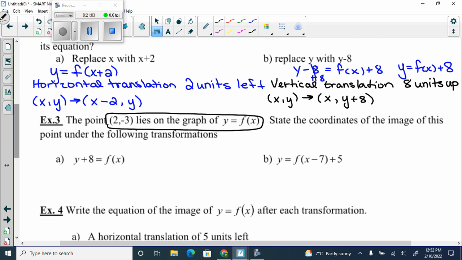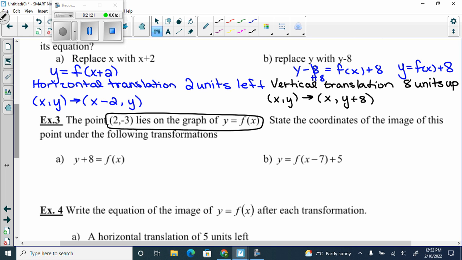I want to move a coordinate. If I want to move a coordinate, what should I use? Mapping, every single time. If I want to move a whole graph, which is a whole bunch of coordinates, I use the equation. It should be embedded in your soul by the time we're done this year. So we're moving a coordinate, we use mapping.